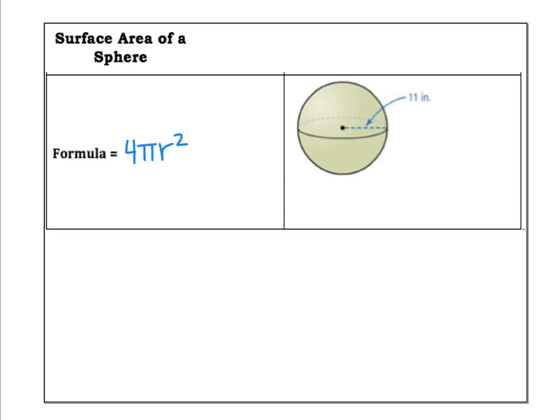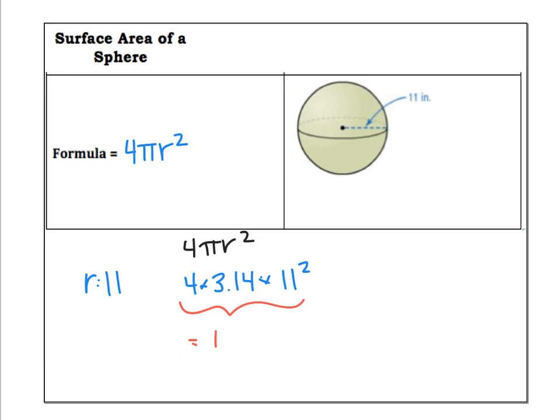Here I have a sphere with a radius of 11, and that's the only thing that I need in order to calculate surface area. So I'm going to take 4 times 3.14 for pi times my radius of 11 squared. Typing that into my calculator, I get a final answer of 1,519.76. Units on that would be inches squared.